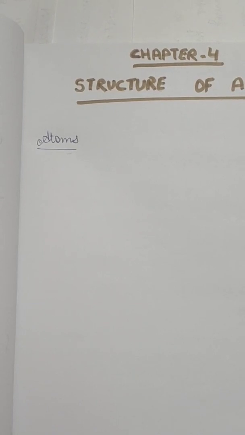So atom is the smallest part of matter. It is just the smallest particle, and we have read so far that atom is the smallest particle which is indivisible, which we cannot divide further. So we have been reading that atom is an indivisible particle of matter. It is the smallest part of matter which cannot be divided further.